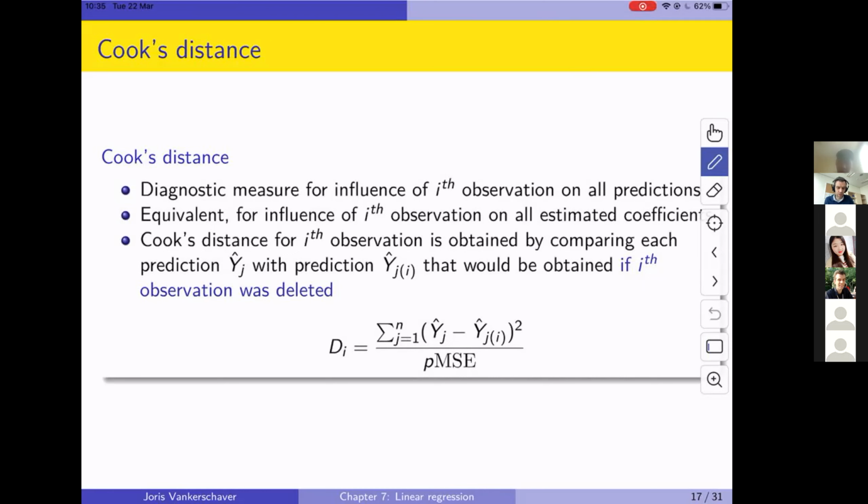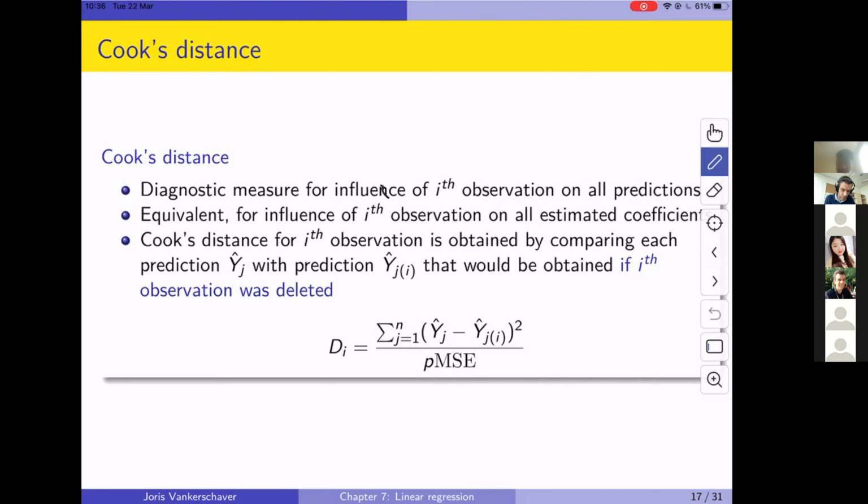So what we do is, there's no single Cook's distance or Cook value or whatever. There's one Cook's distance for each observation. And what that measure is going to tell you is how strongly do the predictions change if I omit that observation from my data.